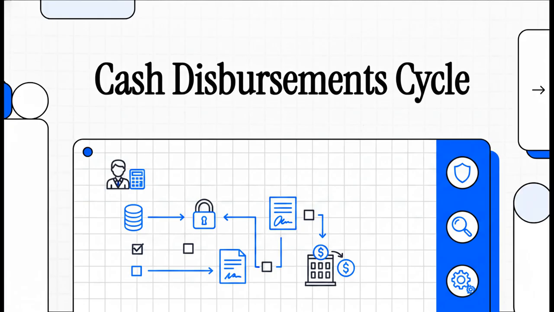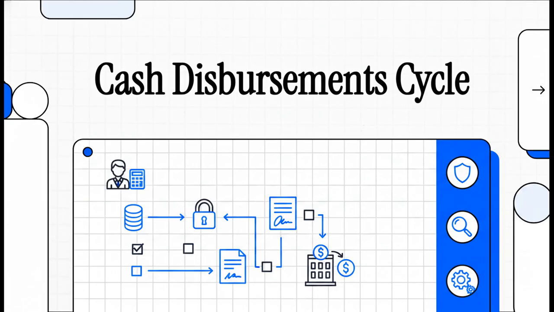Today, we're stepping right into the shoes of a controller. We're going to walk through exactly how cash leaves the building and, more importantly, the absolute non-negotiable rules you have to follow to keep it safe. If you're a junior accountant or you're just stepping into a finance role, mastering this disbursement cycle is absolutely crucial. It's literally your ultimate shield against fraud and error.